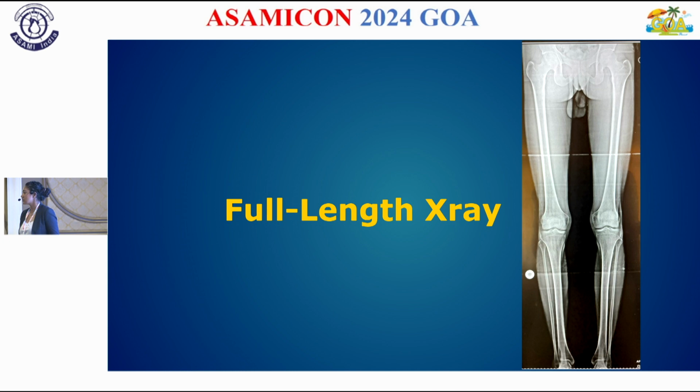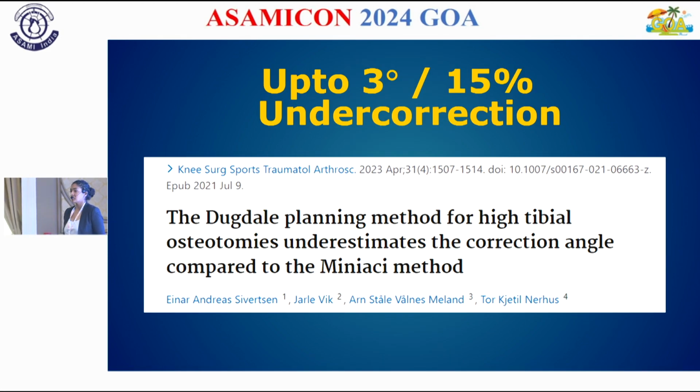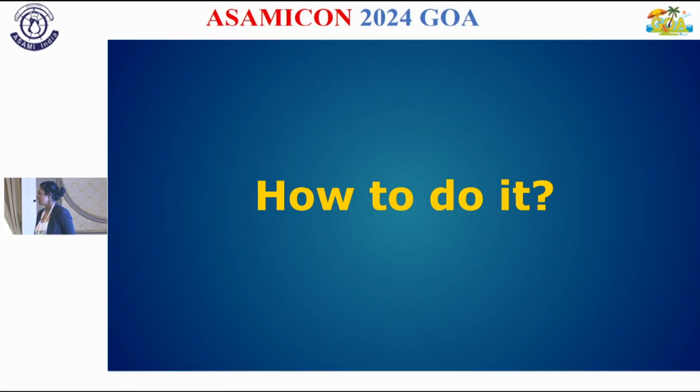Now, obviously, we need the full-length X-ray. After that, we have two methods. One is the Miniaci method and the other is the Dugdale method. What we'll be referring to today is the Miniaci method, and I'll be taking you through the details of it soon. In case anyone wants to know what the Dugdale method is, it's basically when the line goes through the intended axis from the center of the hip and one from the center of the ankle. Now, we're not going to be referring to this because we know that the Dugdale method leads to undercorrection. So we're not going to refer to that. What we'll be using is the Miniaci method. And now let's get to it.